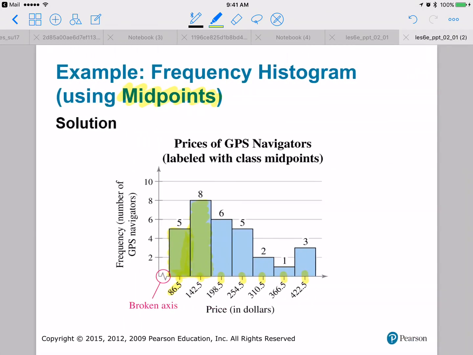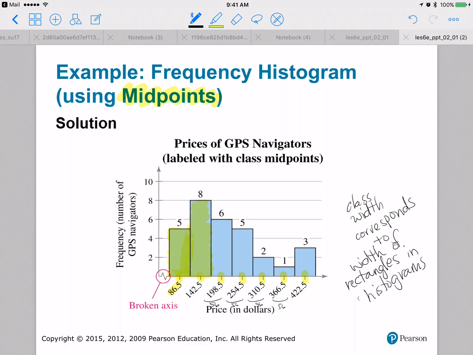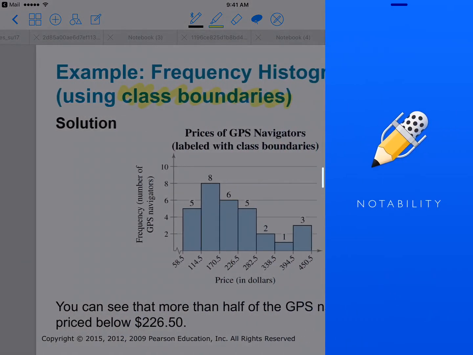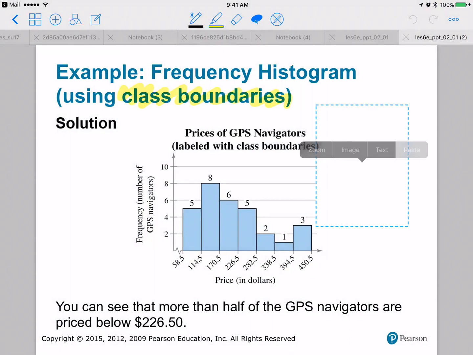Notice that, remember how we said that the distance from here to here is 56 and between here and here is 56. The class width is the distance. That means that the rectangles are all going to have the same width. So the class width corresponds to the width of the rectangle. So let's write that down. Class width corresponds to the width of the rectangle in the histogram. And so that's why it's important that your class width be constant. Okay, we're going to need that. We'll put that note here as well.